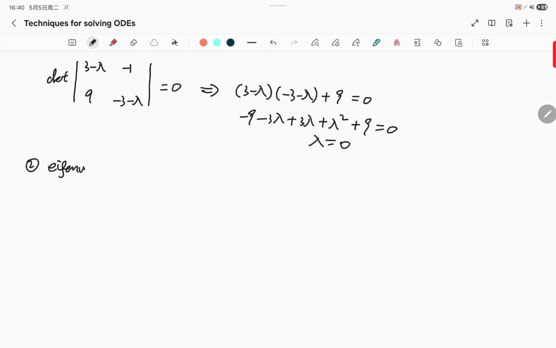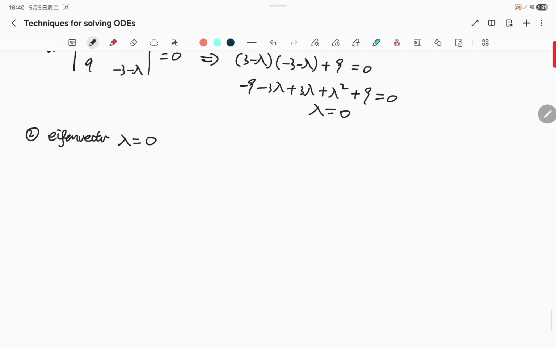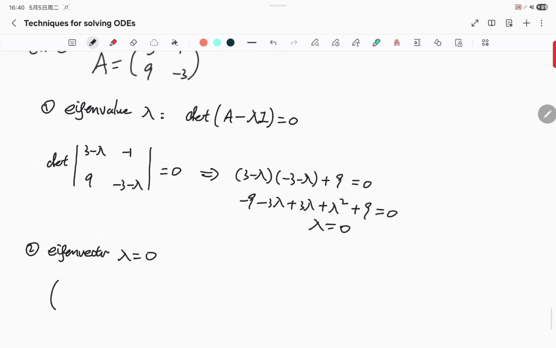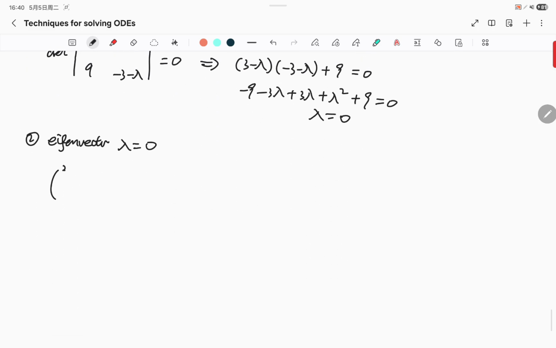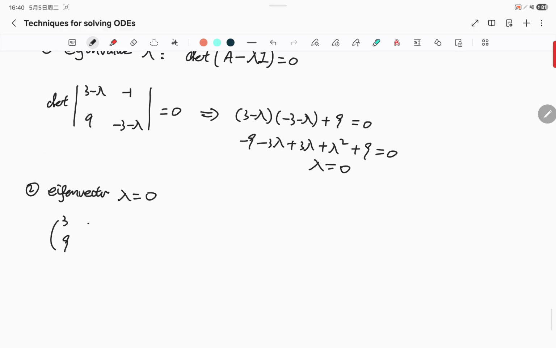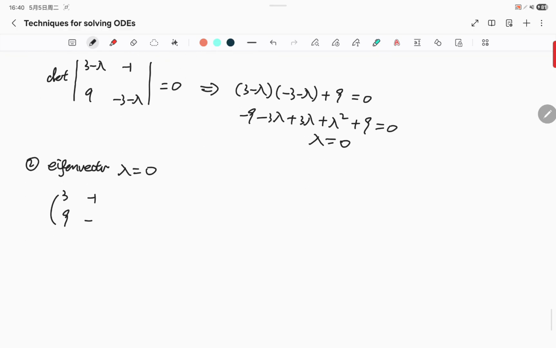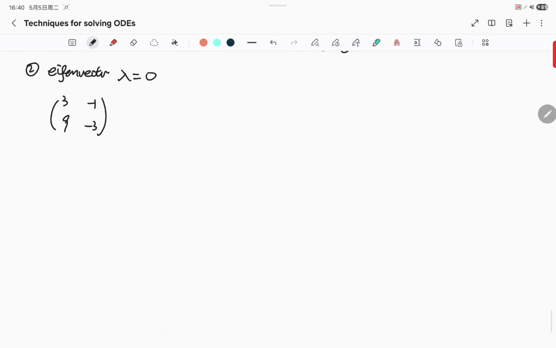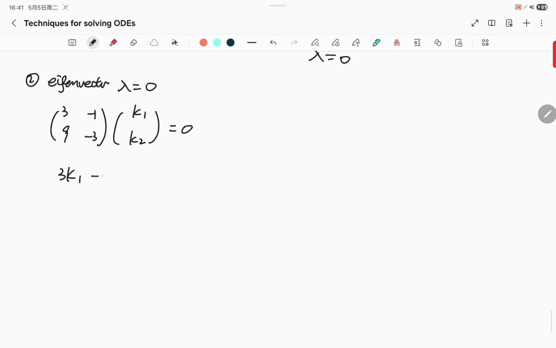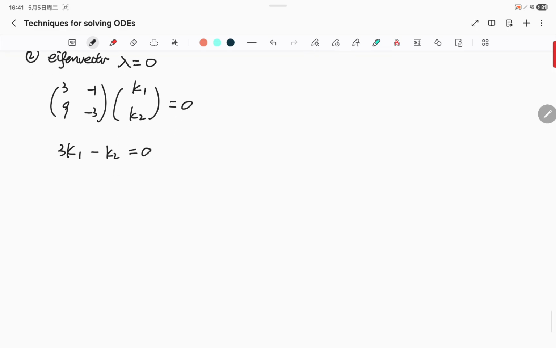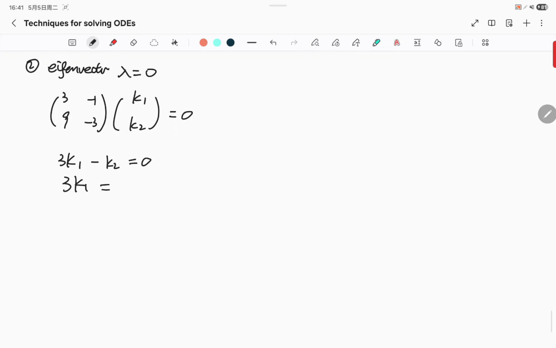So now we get step 2, eigenvector. Lambda is equal to 0. What do we have? We have the same thing. 3 minus 0. Don't bother writing it. Copy the matrix. We have k1, k2 is equal to 0. Let's take first row. 3k1 minus k2 is equal to 0. 3k1 is equal to k2.